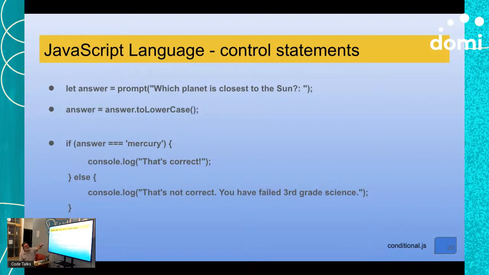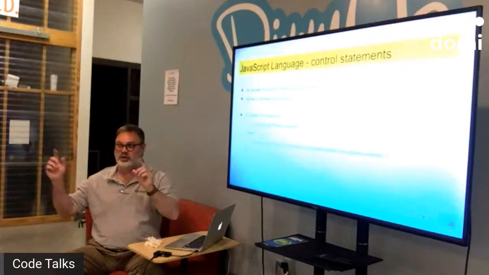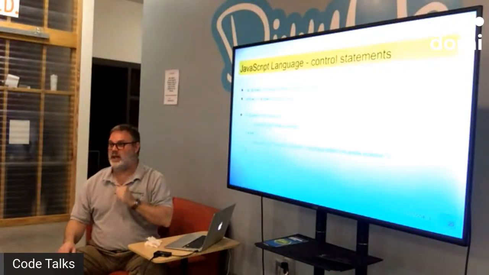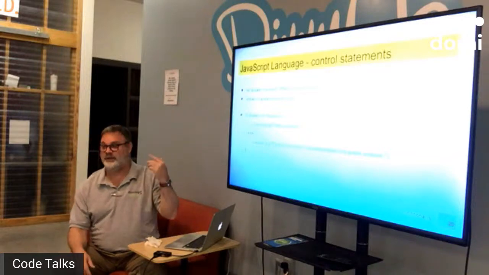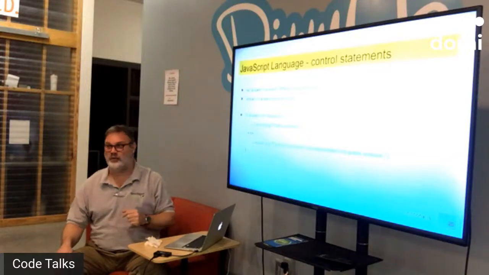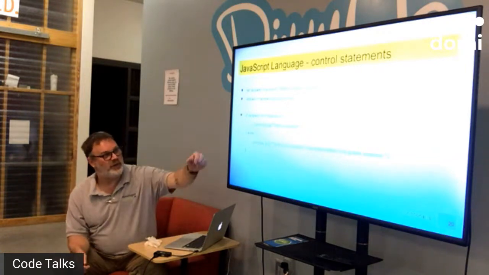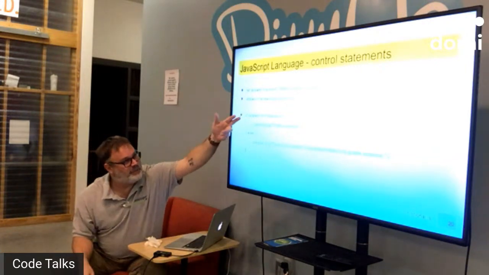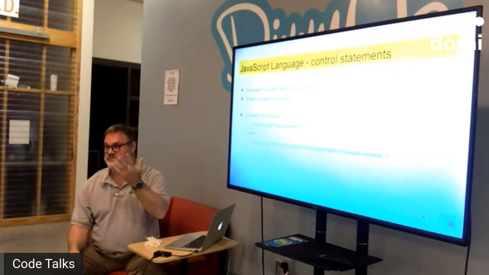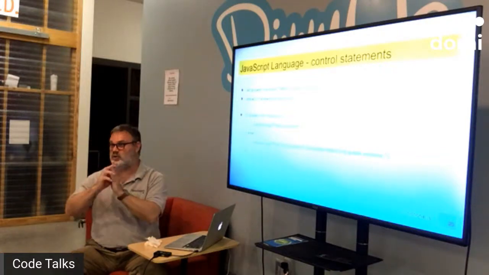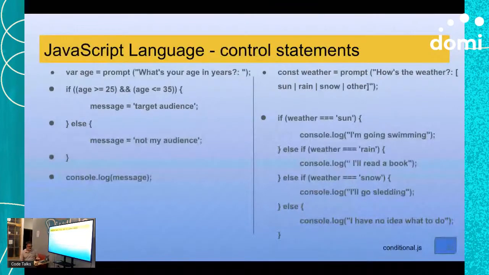So now it's going to go check my answer. If the answer that the user provided is equal to the text string mercury, then tell them, hey, that's correct. And if it's not, then tell them they failed third grade science. And they get to try again. So we had an if, we have an else. This is our basic conditional logic, our basic control statements.